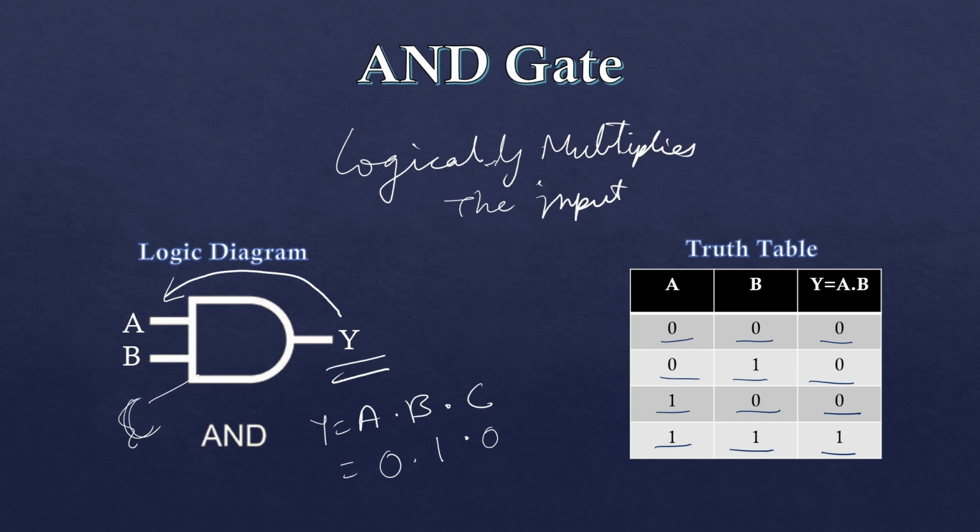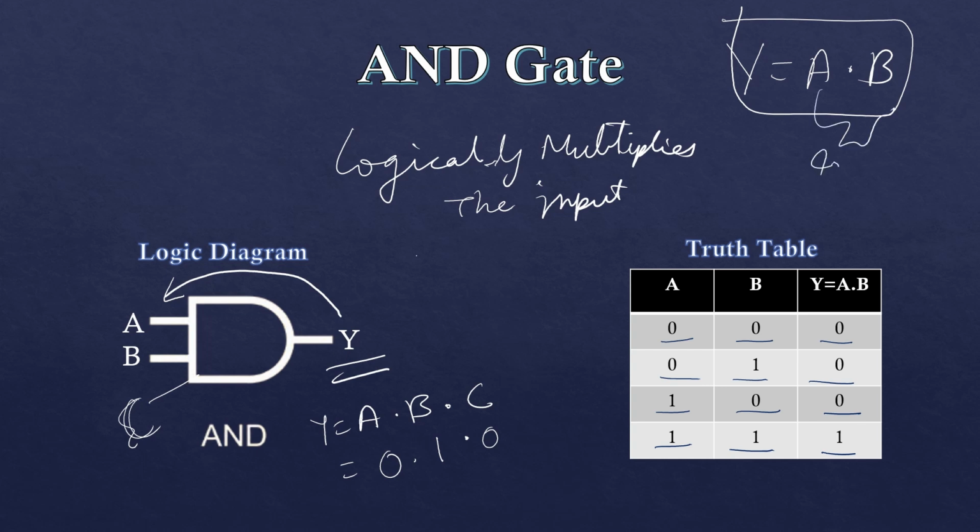So we get another column and there will be 8 combinations. The logical equation of the AND gate is y is equal to A into B for two input signals A and B, and y is the output. So these are the inputs and this is the output.